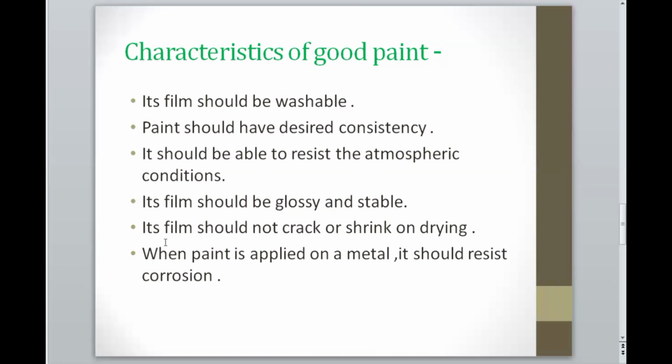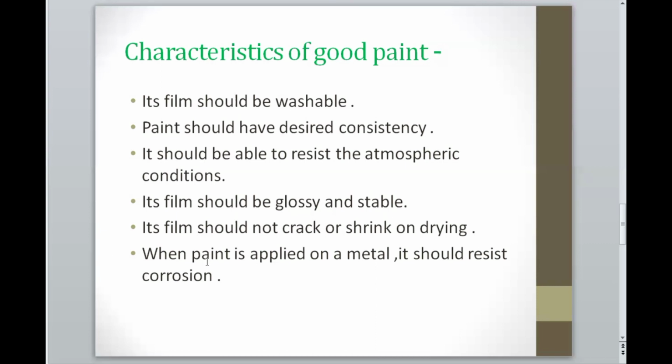Okay. Next characteristic is its film should not crack or shrink on drying. We apply the paint on the surface of metal or any surface or a wooden surface, then this film should not crack or shrink on drying, because when cracks or shrinkage are present on the painted surface, then corrosion will occur on these metallic surfaces. So that's why its film should not crack or shrink on drying.